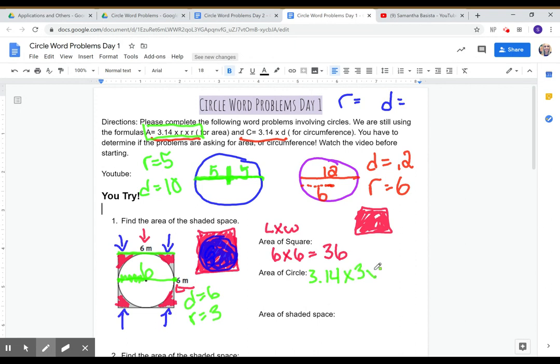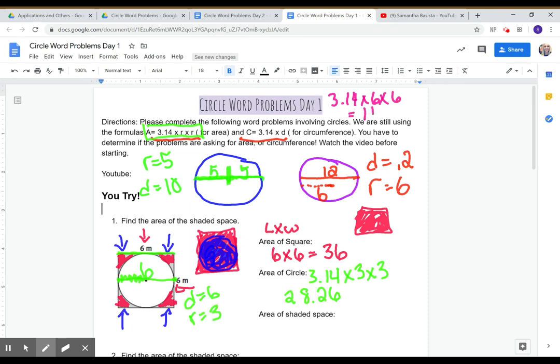So let's multiply: 3.14 times 3 times 3 is 28.26. Now let's make sure this makes sense. If you accidentally did 3.14 times 6, using the diameter instead of the radius, you would get a number I'm going to work out to show you. Imagine if I had done 3.14 times 6 times 6. I would get a really big number.